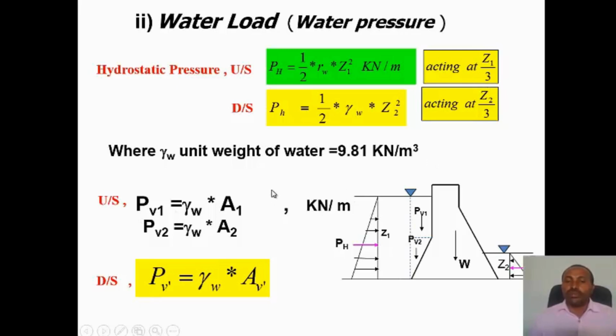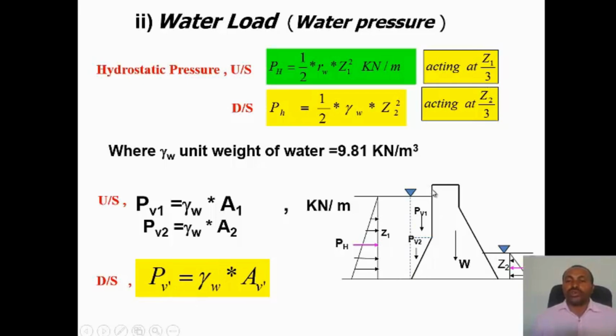So sometimes the gravity dam may not be just vertical. Sometimes if you have a sloping upstream face, you will have water loads PV1 and PV2 acting on this sloping face. So you have PV1, PV2. You can calculate gamma W times area 1, and PV2 similarly. And downstream also, you can calculate PV prime on this downstream sloping face, it will act as PV prime.